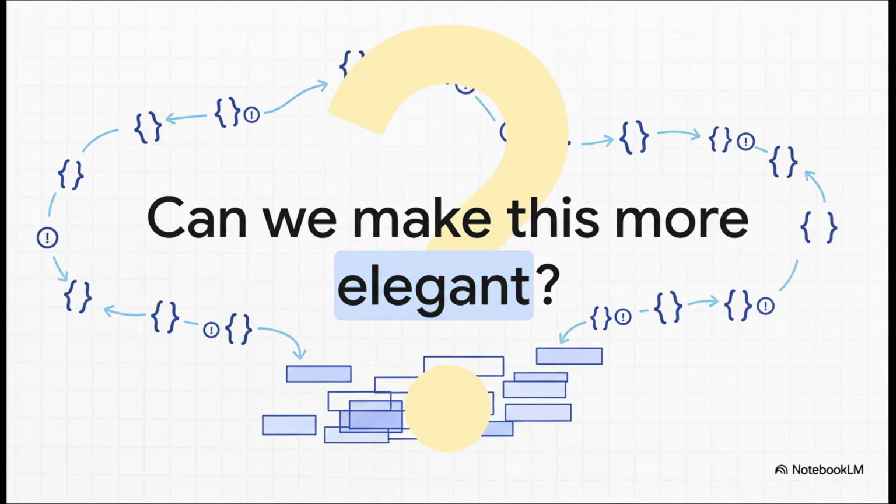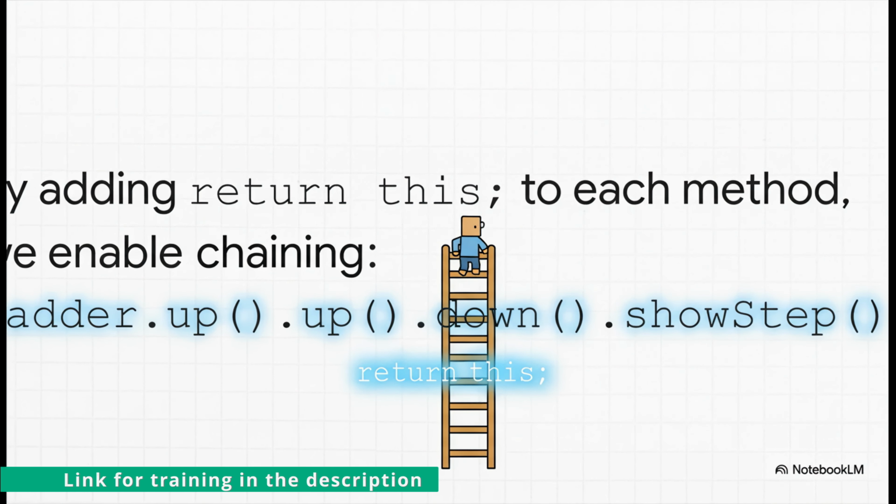This is a super common pattern in a lot of popular libraries, and it's all thanks to this. And the solution is actually super simple, but it is so powerful. All you do is add return this to the end of each method. When you do that, each method call does its job and then hands off the object itself to the next method in the line. So ladder.up runs and then returns the ladder for the next .up call, and so on. It's just a beautiful use of how dynamic this can be.